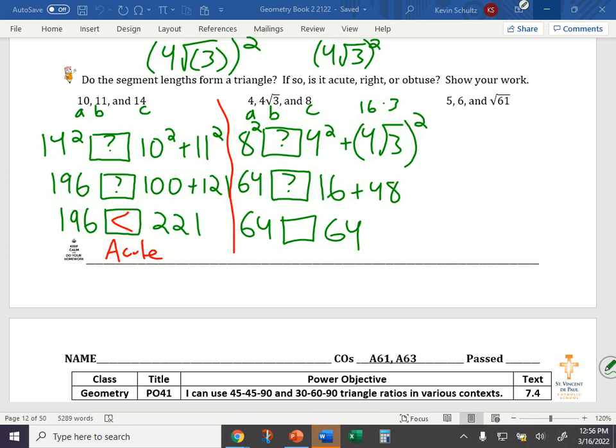So in this case, 16 plus 48 equals 64. So what symbol goes in the box? Equals. Good. So what type of triangle do we have? A right triangle. Because c squared is equal to a squared plus b squared.